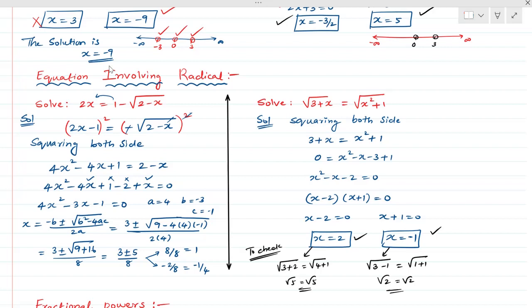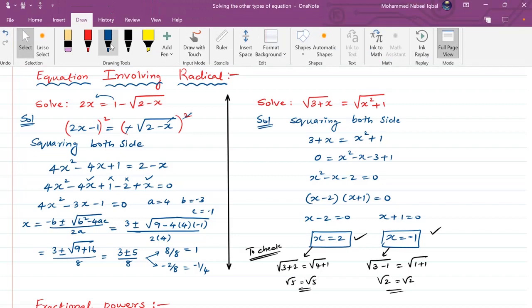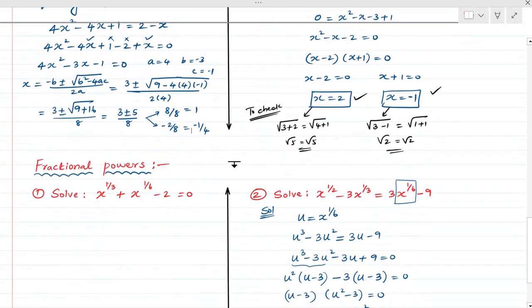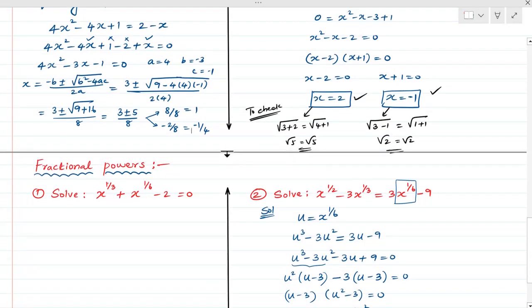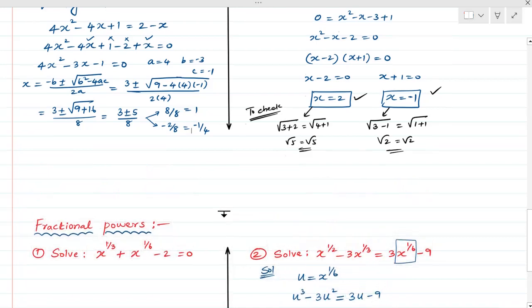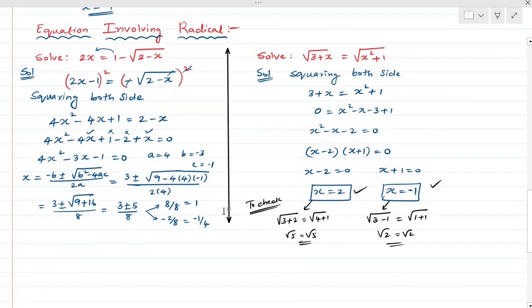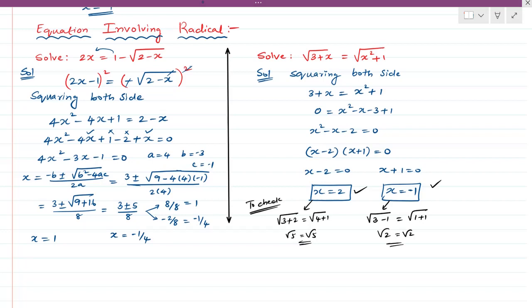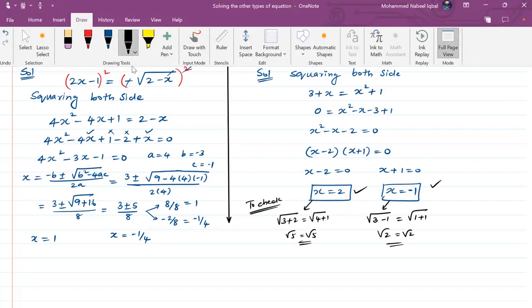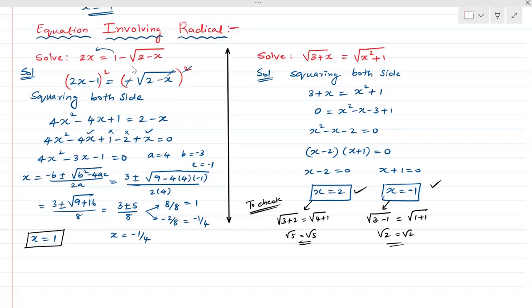So here also you have to check whether this is a solution or not. Why? Because whenever you have the root and the fraction, you have to check the solution by substituting the corresponding values. Here you will get the x value equal to 1, and x value equal to minus 1 over 4. When I substitute this value in the given equation to check, I just substitute here in the first equation.